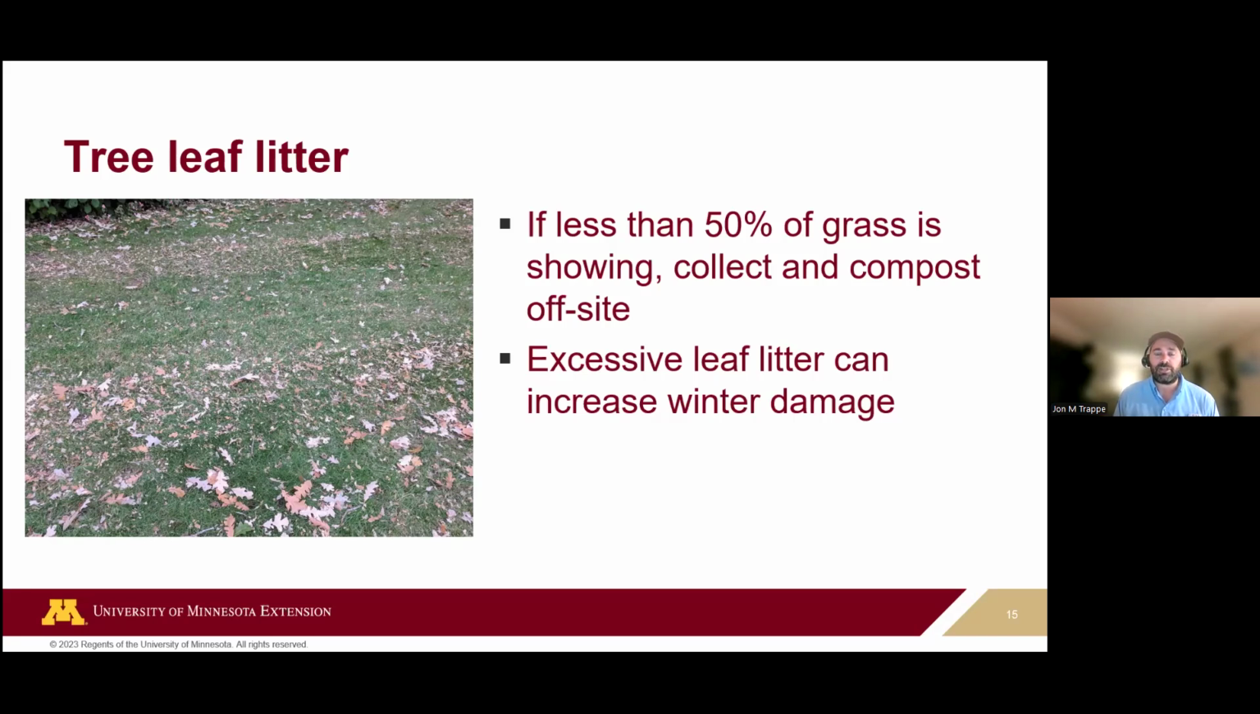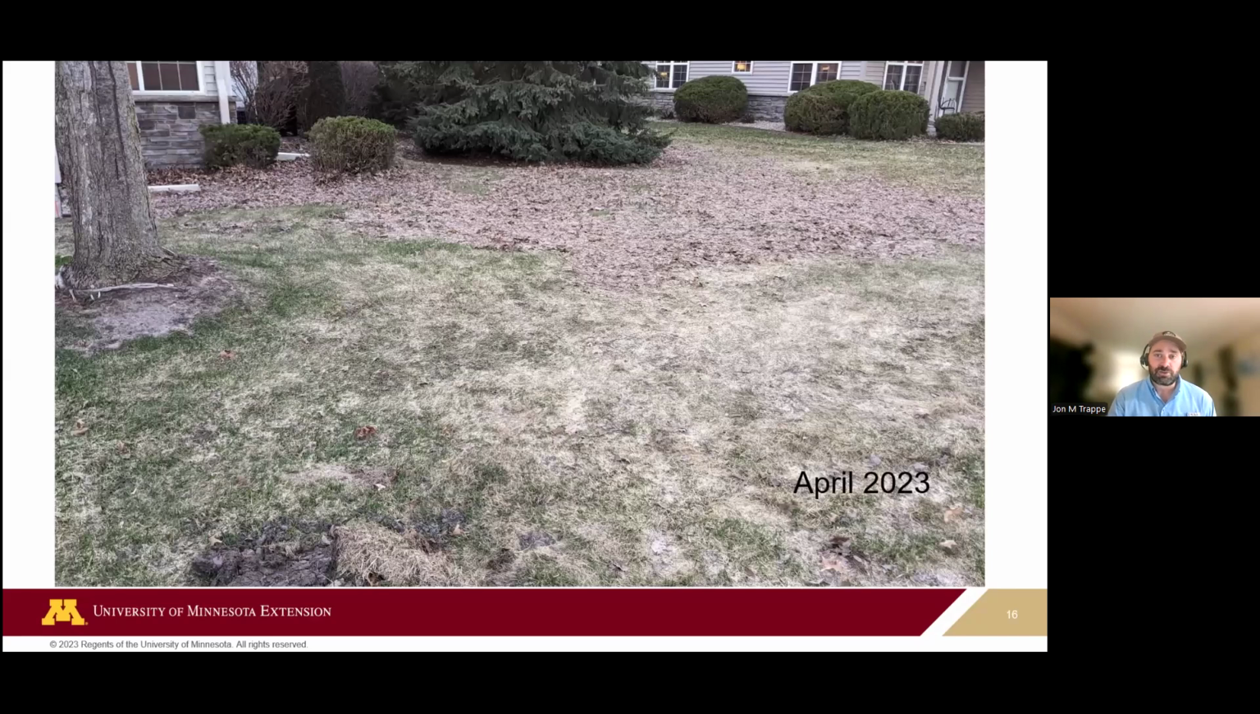And until you can basically see less than 50% of your lawn, and then at that point, I would start bagging the tree leaves as you mow, or as you collect the tree leaves for any more that fall throughout the year. If you start seeing more tree leaves than lawn, at that point, that's when I would start collecting the leaves to be composted offsite. And that's largely because excessive tree leaves can actually cause snow mold.